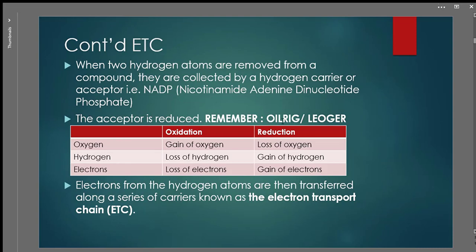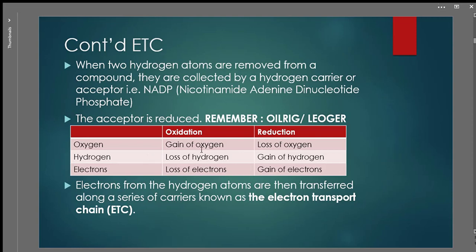Now, this is something to remember from chemistry, where we talk about OIL RIG, or we can say LEO the lion says GER, meaning oxidation is loss of electrons, reduction is gain of electrons. Or we can say loss of electrons is oxidation, gain of electrons is reduction. So we talk of OIL RIG or LEO GER. If you look at the first row here, we see oxygen. When it is being gained, that is oxidation. When it is being lost, that is reduction.